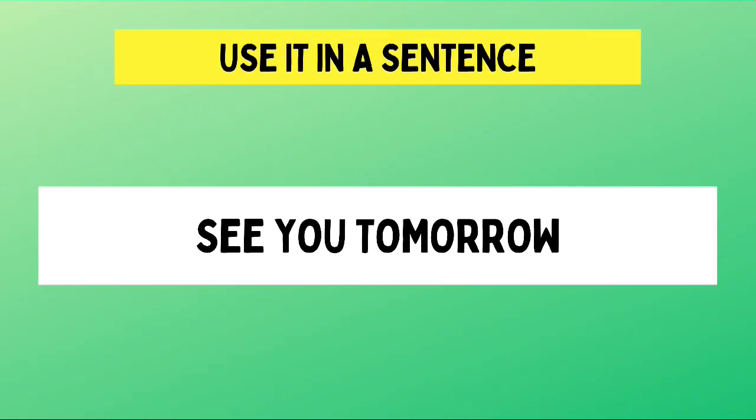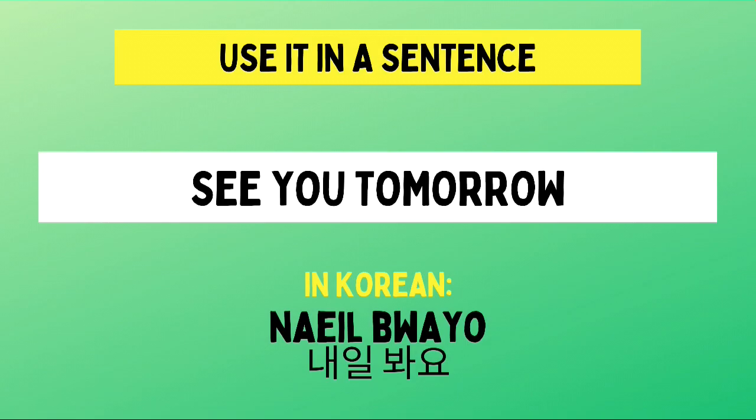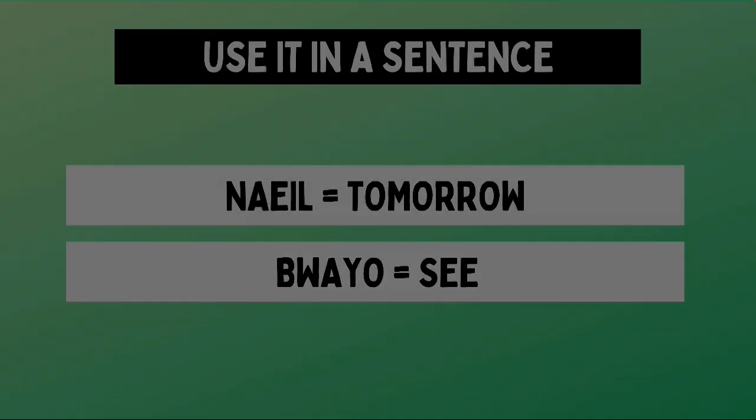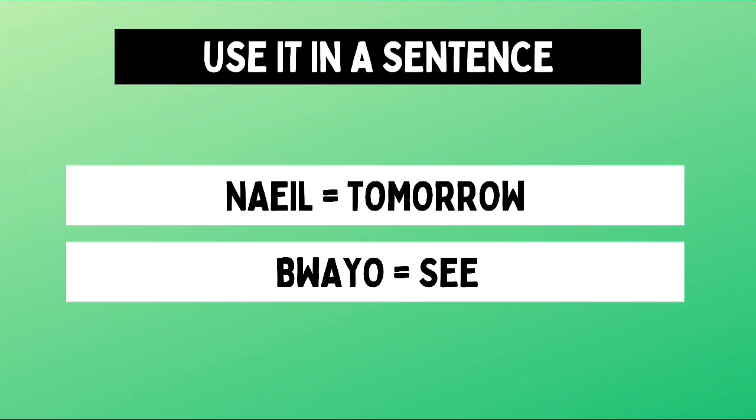Now let's try to look at this example English sentence. It says, see you tomorrow. The Korean translation of this sentence is 내일 봐요. Or as some Korean says, 내일 봐요. This sentence could be divided into two parts. The first part is 내일, which means tomorrow. The second part is 봐요 or 봐요, which means see, or the present tense action of seeing. So when we combine this, 내일 봐요 means see you tomorrow, or to see each other tomorrow.